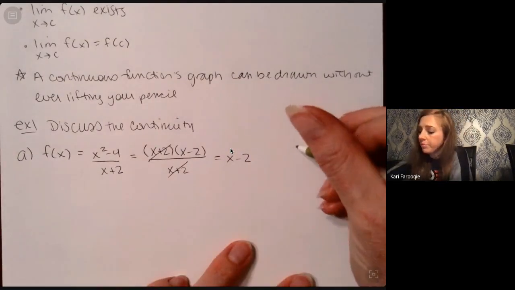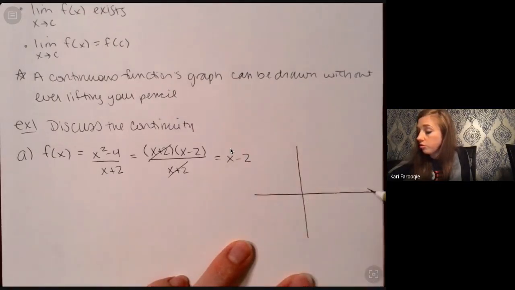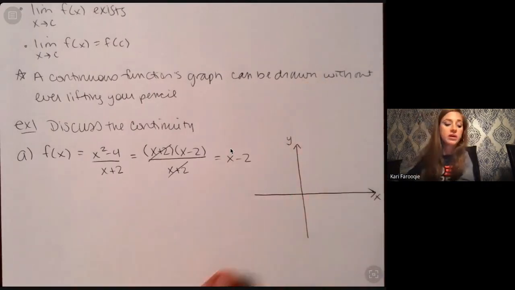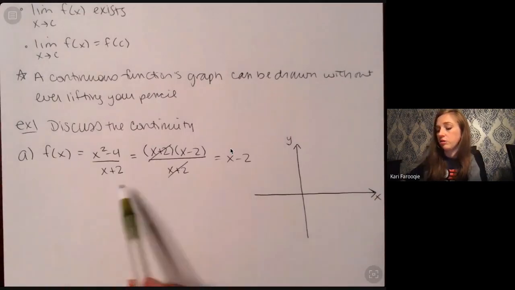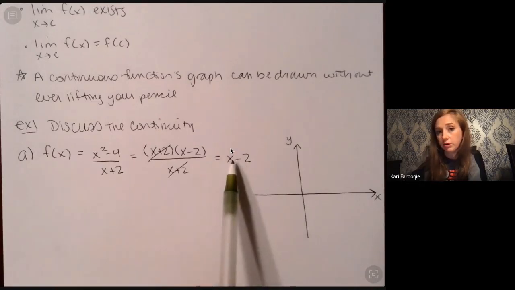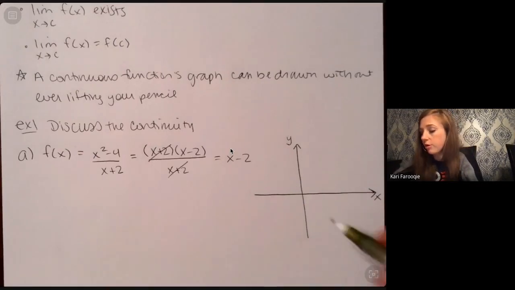Now, the graph of the equivalent function, x minus 2, is going to look almost exactly the same as the graph of the original function. The big difference is that you cannot actually define your original function at -2, but you can define your equivalent function at -2. But the graphs are going to look almost exactly the same.